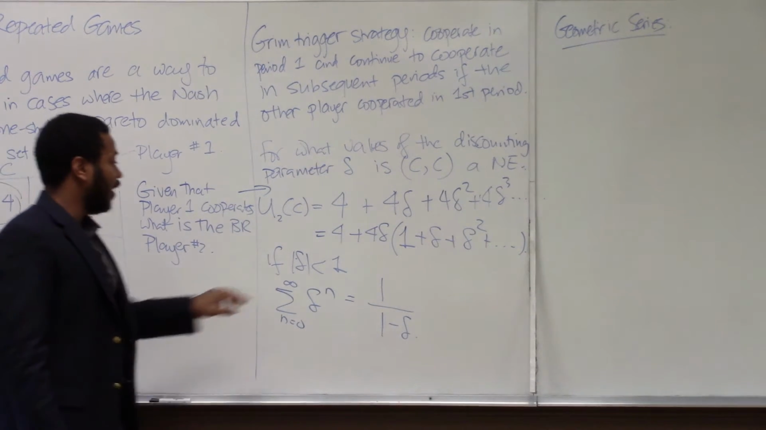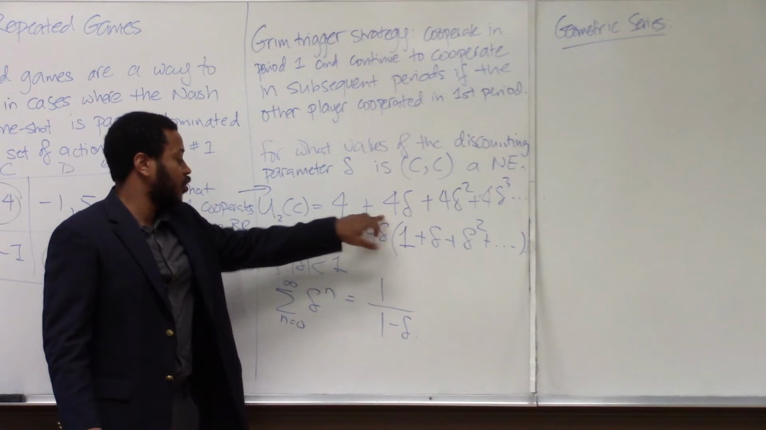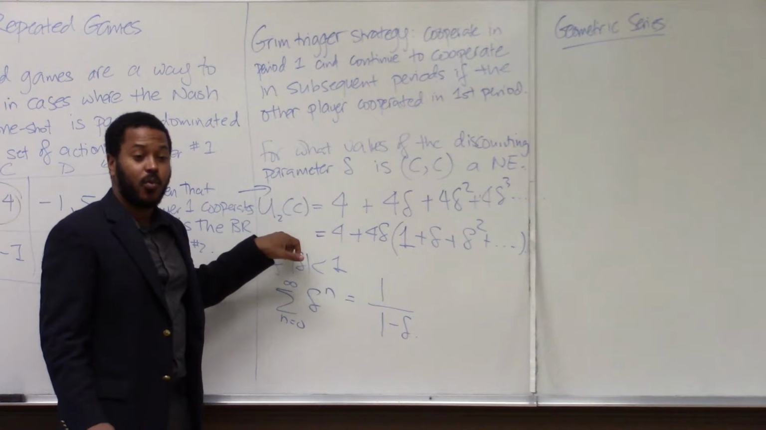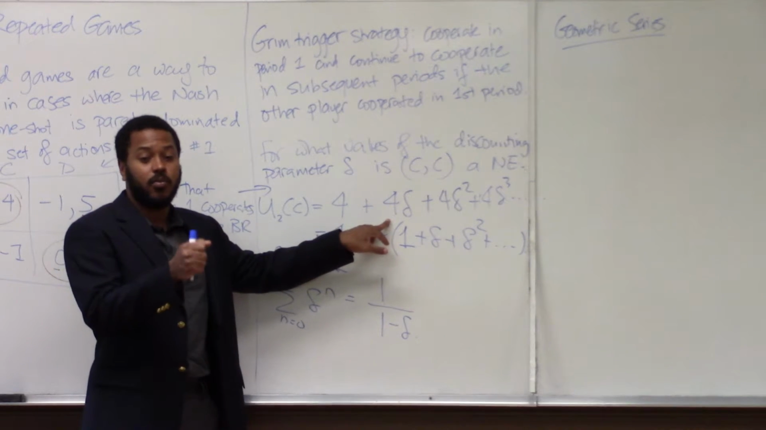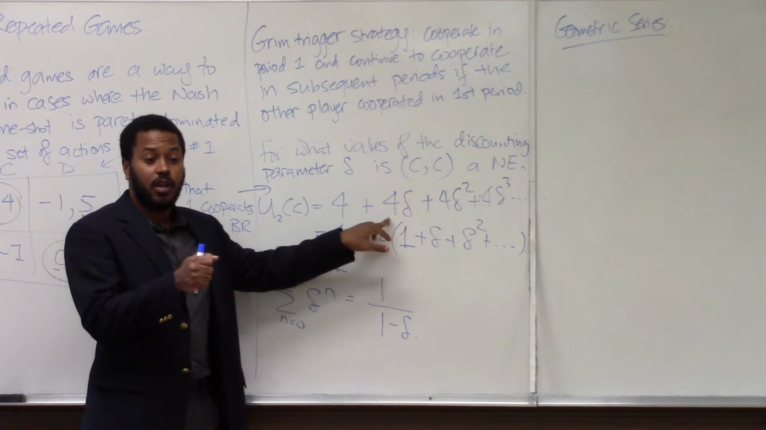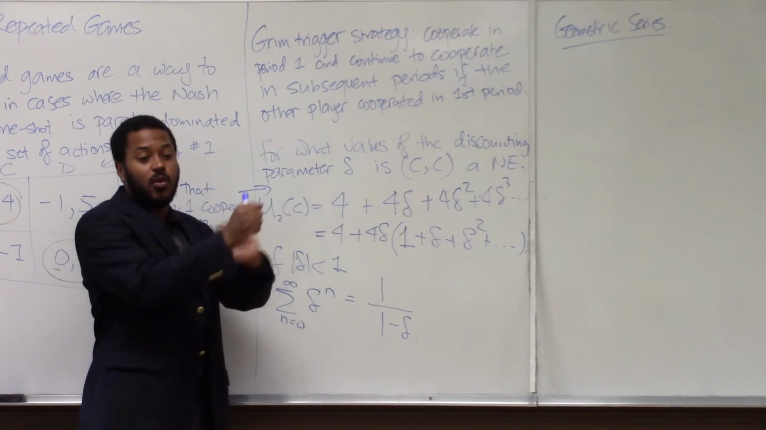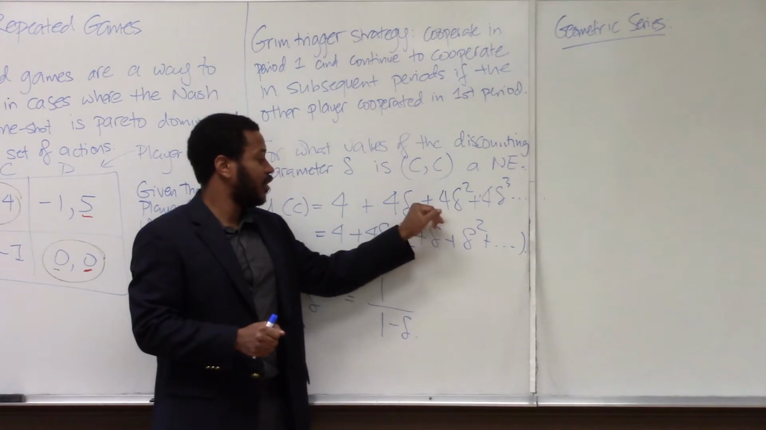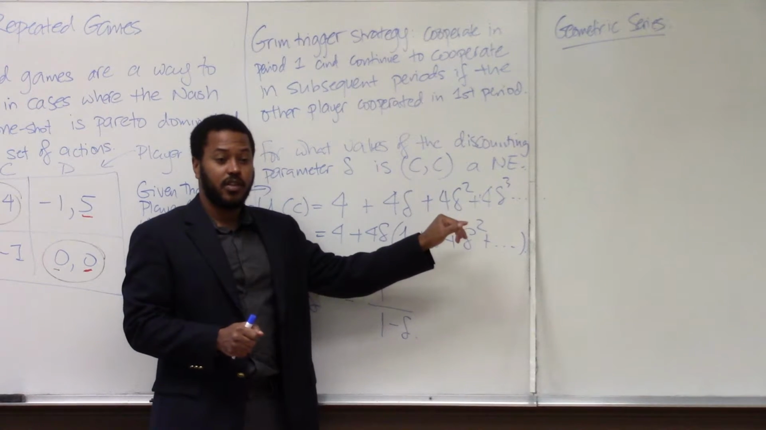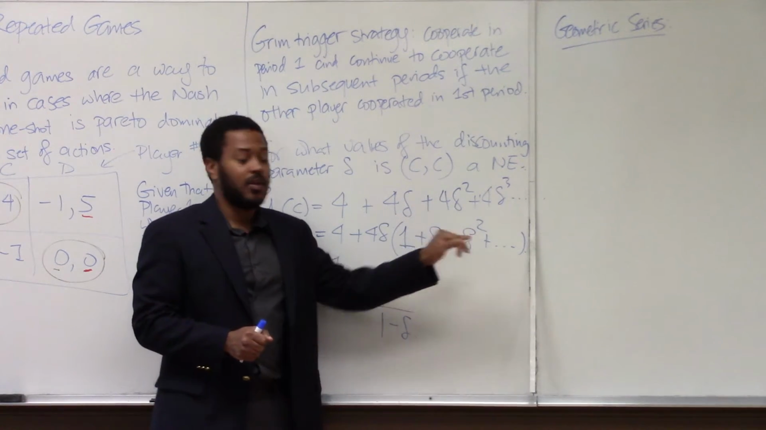Okay. Now in time period 2, since player 2 chose to cooperate in time period 1, player 1 is also going to play cooperate too, because that's the strategy that player 1 is committed to. So they're also going to get 4. And they're just going to continue to cooperate for the rest of their time together. And so you get 4 plus 4 times delta plus 4 times delta squared plus so on and so forth. Does that make sense? Okay, great.